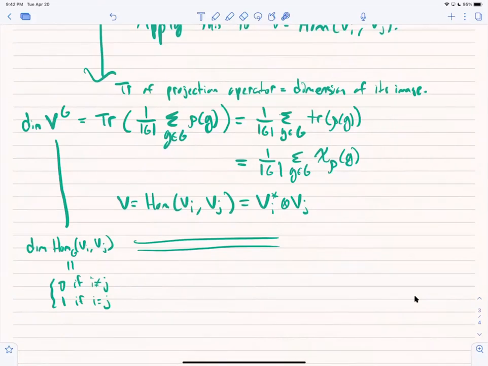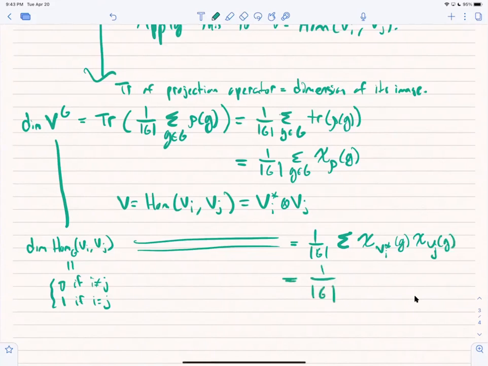And then the key thing is expanding out what this formula gives you. So this is equal to 1 over |G|, and to get the formula, I'm going to use an interpretation in terms of tensor products rather than homomorphisms. The character of the tensor product of two representations, recall, is the product of the characters. So this is just the sum over g of chi of Vi dual times chi of Vj, evaluated at g.